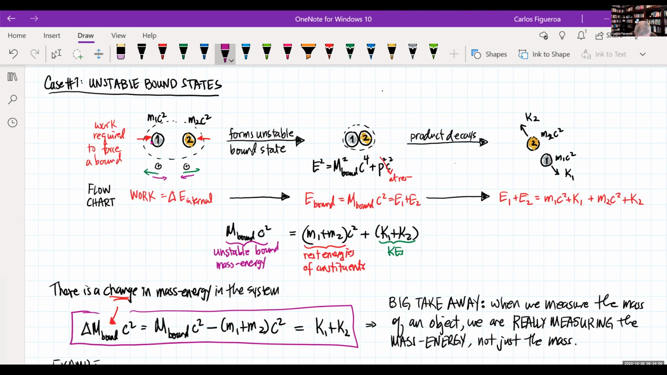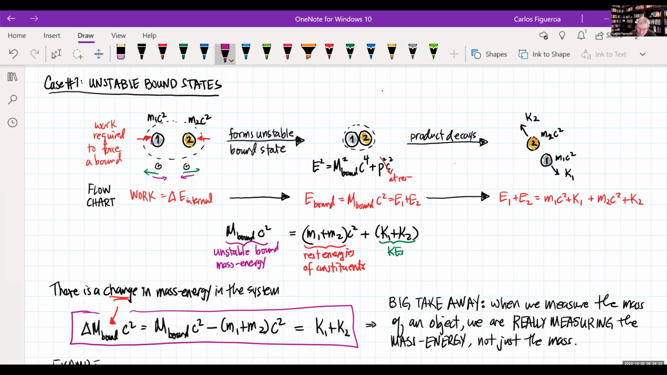And so the work that I do, what does it do? It increases the overall energy. In other words, the work increases the internal energy of the system. So then it forms an unstable bound state. What does that mean? That the energy that I put in is not going into kinetic energy, because I'm going to say that the particle that's left over is at rest. So it has no kinetic energy. All of that energy went into this mass energy expression.